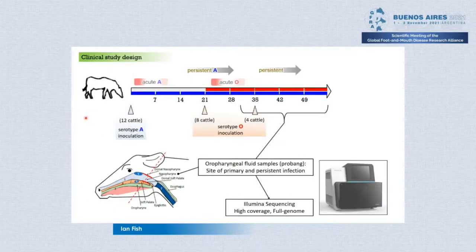All right, so as you heard from Dr. Stenfeld earlier, we performed a set of experiments in which cattle were infected first with serotype A virus, and then either 21 or 35 days later infected with serotype O virus. The data that I'll be covering are all from this persistent phase here, and these are oropharyngeal fluid samples, and we Illumina sequenced them.